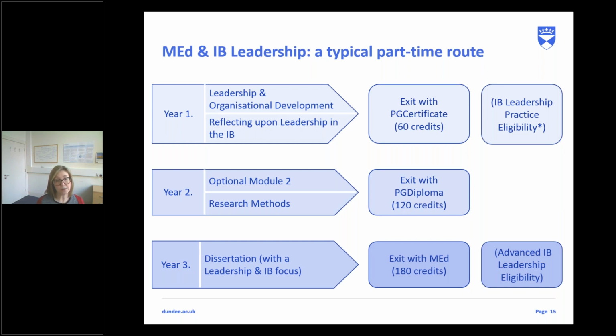And of course, then you can continue on to year 2, which is any optional module plus research methods, and that will allow you, again, the diploma level. And year 3, you do need to undertake the dissertation with a leadership and an IB focus to be able to be eligible for the Advanced IB Leadership Award.